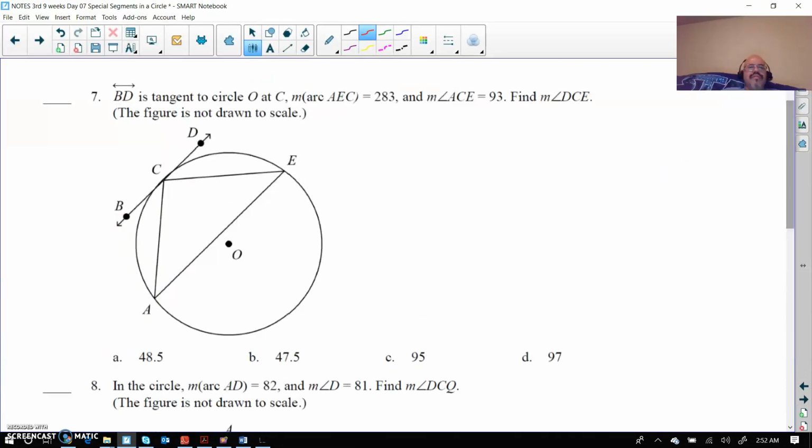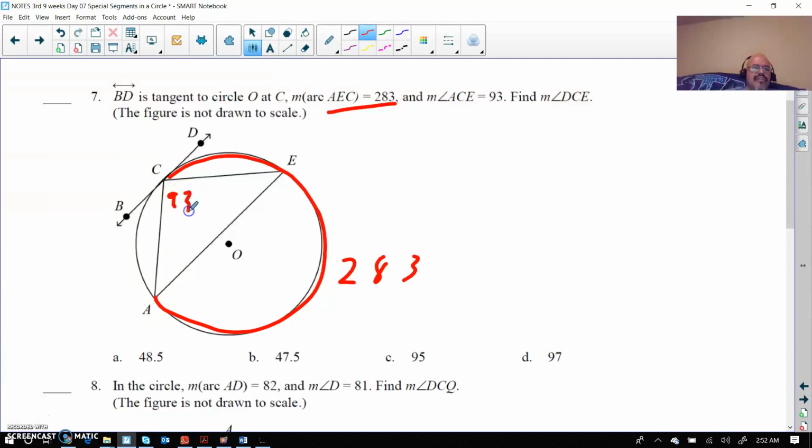All right, so this one's a little bit different. You have arc AEC, which is this arc all the way around here. So that's 283 degrees. You're given that this is 93 degrees right here, that's angle ACE. Now you are going to find that, so we're going to go ahead and get this arc, because it all depends on this angle. So we have 93 times 2. So that's going to be 186. So that's our angle right there.